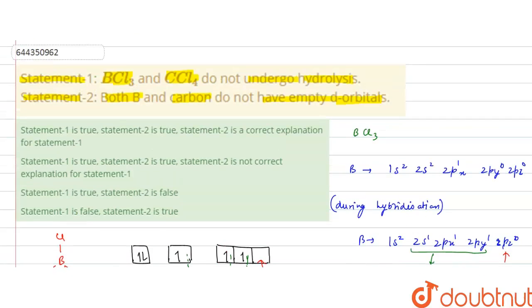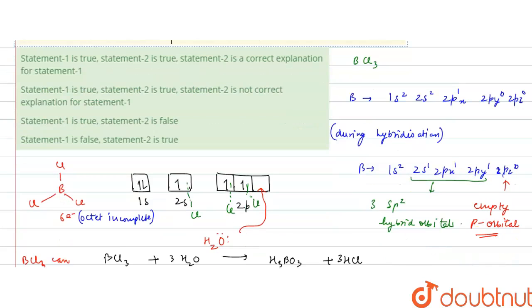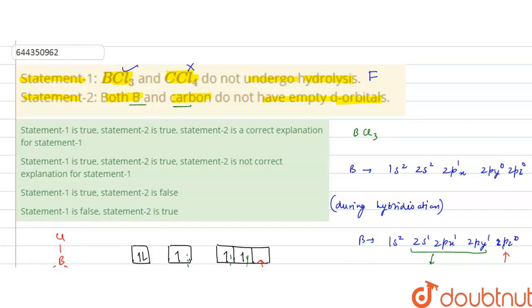So the first statement, BCl3 and CCl4 do not undergo hydrolysis, is false, because BCl3 can undergo hydrolysis, while CCl4 will not. So this is an incorrect statement. The second is, both boron and carbon do not have empty d orbitals. This is correct, because they have n equal to 2, and the second shell has only p orbitals, not d orbitals. So this is a correct statement.